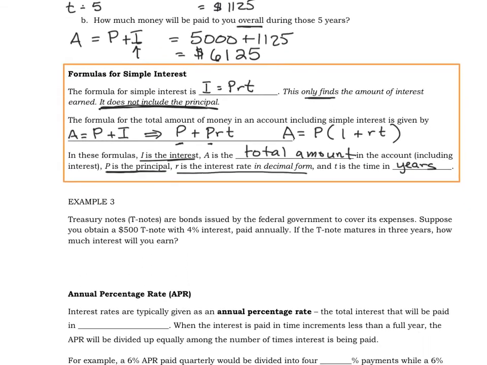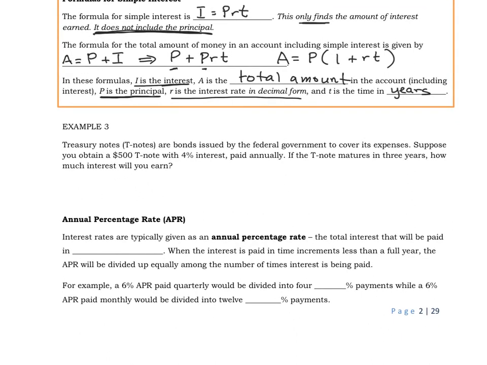Okay, let's look at example 3. Treasury notes, or T-notes, are bonds issued by the federal government to cover its expenses. Suppose you obtain a $500 T-note, so that's our principal, with 4% interest, paid annually. If the T-note matures in 3 years, there's our time, how much interest will you earn? Again, I'm interested in principal times rate times time to find interest. So $500 times the 4% there times 3 gives me $60.